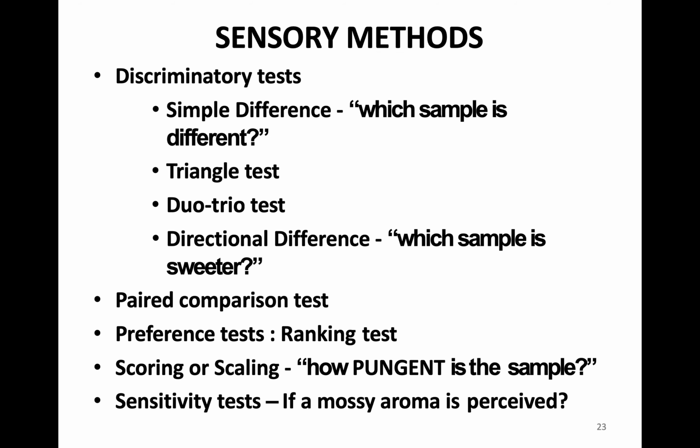Sensory methods. Discriminatory test. Simple difference. Which sample is different? Usually a triangle test or duo-trio test is performed. Directional difference. Which sample is sweeter? On these bases, normally a paired comparison test, preference test, scoring or scaling, how pungent that sample is, is performed. Sensitivity test, if a mossy aroma is perceived or not.